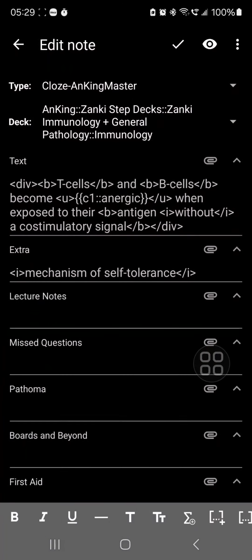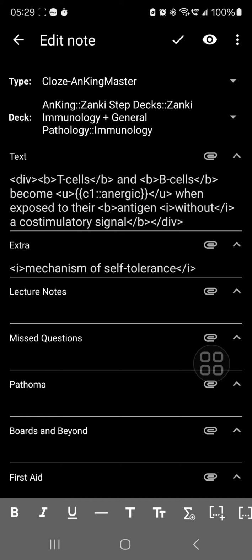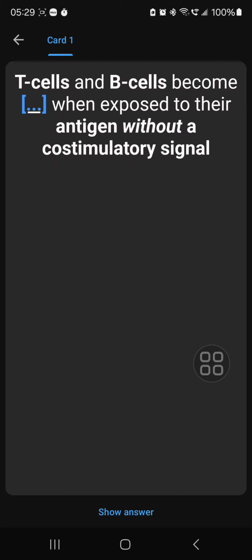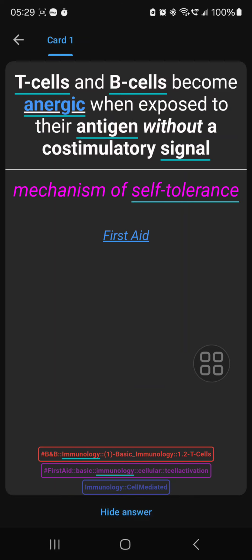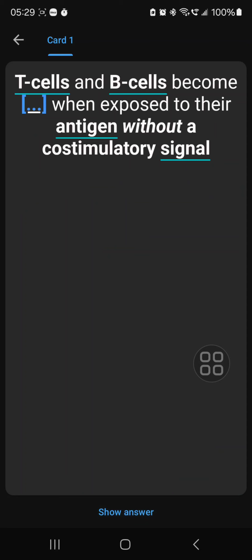Coming to the next one, T cells and B cells become dash when exposed to their antigen without a co-stimulatory signal. They become anergic when exposed to their antigen without a co-stimulatory signal. Mechanism of self-tolerance.